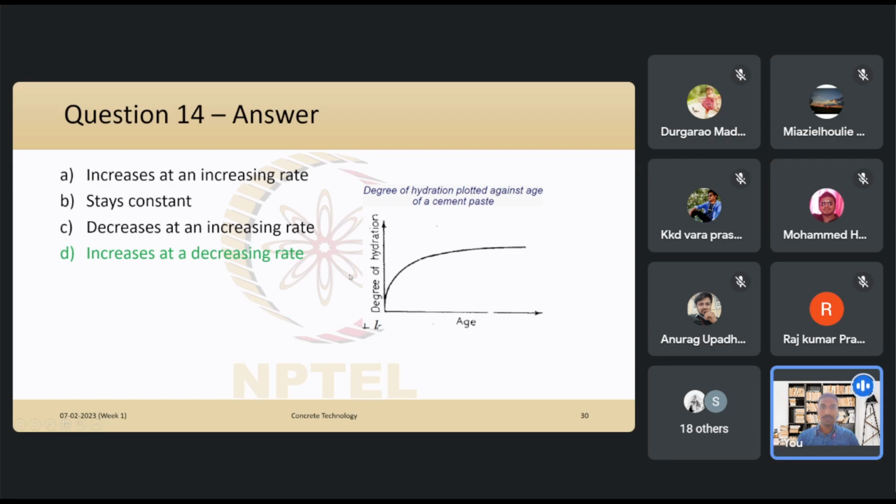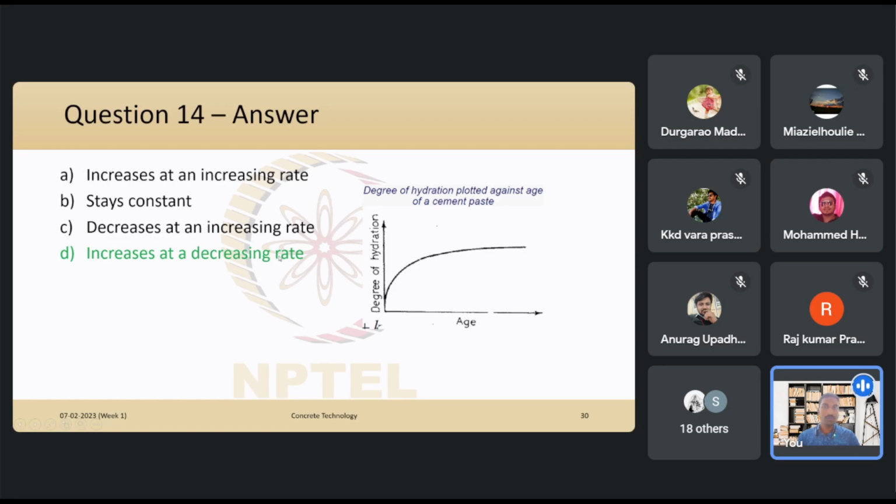So you may remember this graph from one of the lectures, right? So here we have plotted the degree of hydration with the age of the cement paste, right? And we see that this is increasing, so that is clear, right? So it is increasing with age. The value of the degree of hydration is only getting higher as the age increases, right? So that is clear. So that rules out options B and C. So it could be either A or D, right?